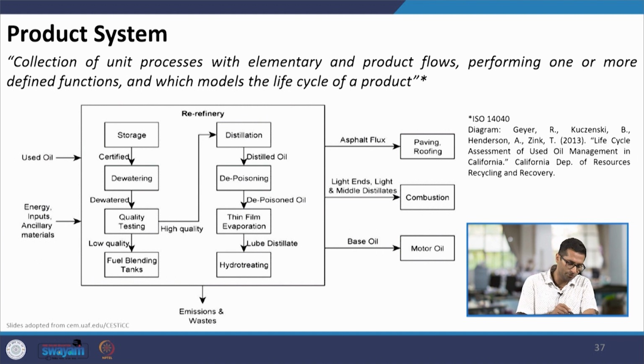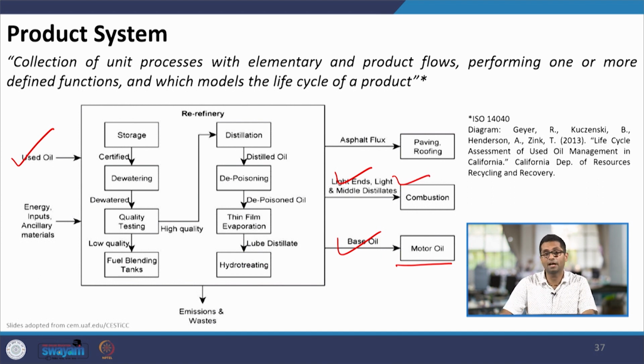So, we have the used oil entering in. It might be stored, dewatered, and tested, and finally it enters a refinery where it would be distilled, depoisoned, and hydrotreated as well. Finally you could have a series of products coming out of this conversion process. It could be the base oil, which could be used in motor oil. There could be some light distillates which could be used for combustion, and there could be some asphalt flux which can be used for other applications like paving or roofing.